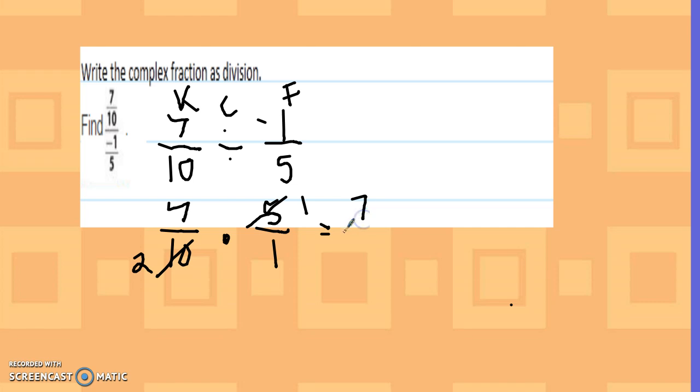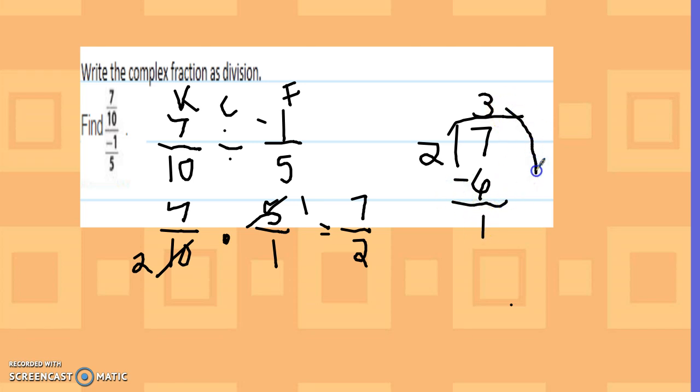7 times 1 is 7. 2 times 1 is 2. Now 7/2 is a great fraction, but it needs to be Tyboed. So we're going to top in, bottom out. We can go in there 3 times. So we get 3 1/2.